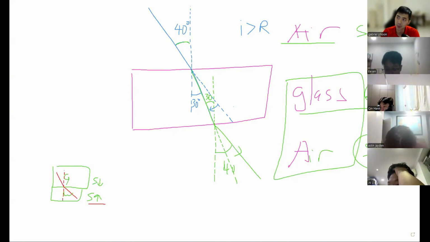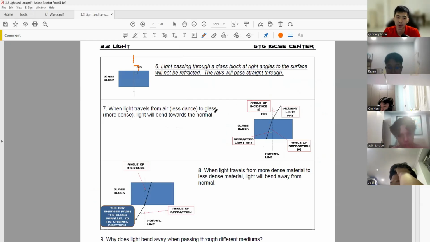We'll go through the calculation right now. So if you look here, it's literally a summary of what I talked about. It's not less dense, by the way. It's less dense. Right. When light travels from air, which is less dense, to glass, which is more dense, light will bend towards the normal because it slows down. Whereas when light travels from a more dense to a less dense medium, the light will bend away from the normal because it speeds up. Okay, gentlemen.